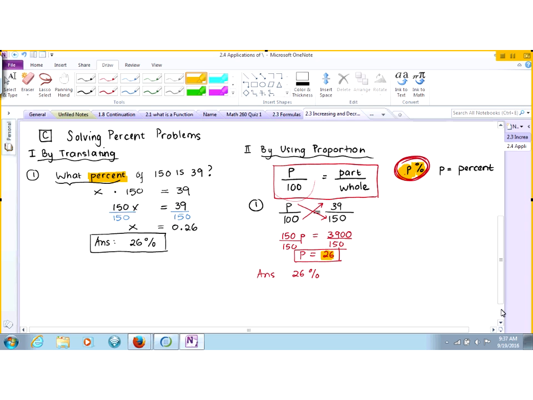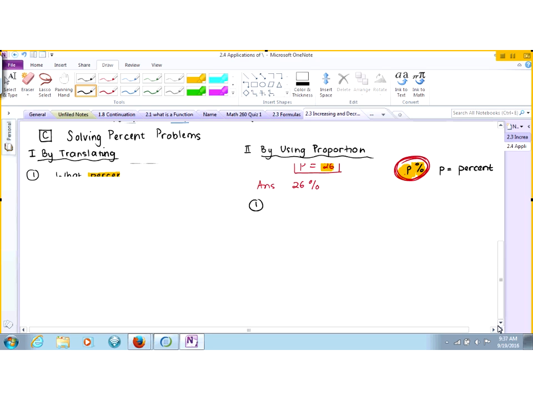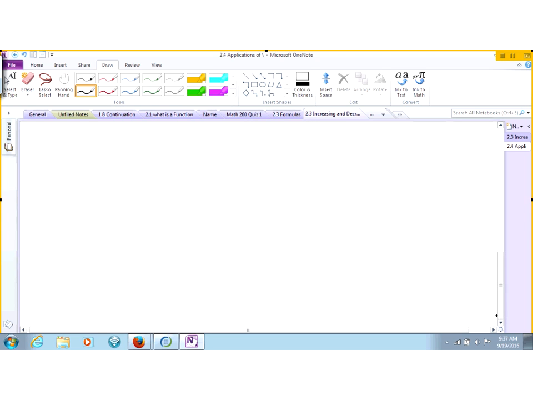26%. Okay. Good. What if sometimes in the column they give you something else? Then you could find part of, well, there's another problem, so let's do this. So next, number 2.